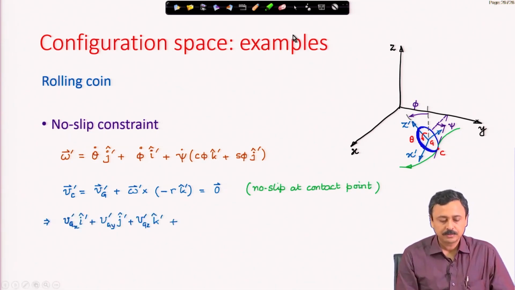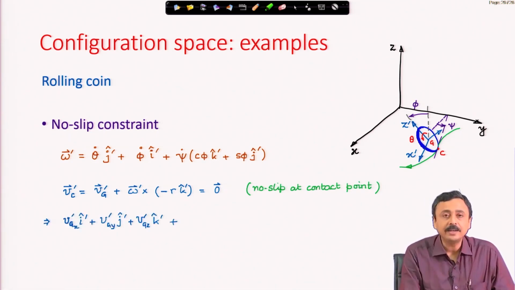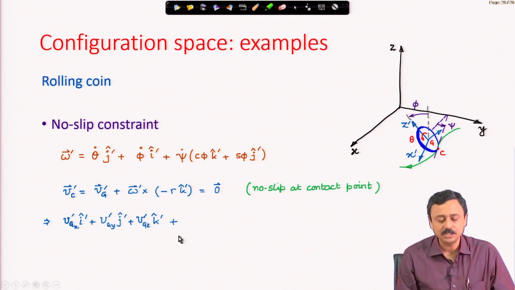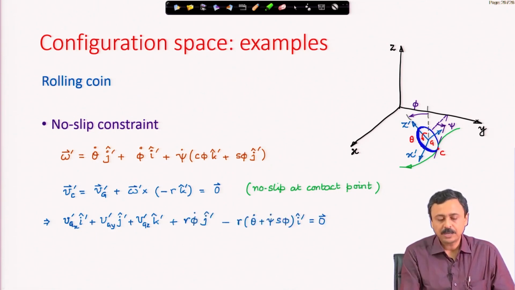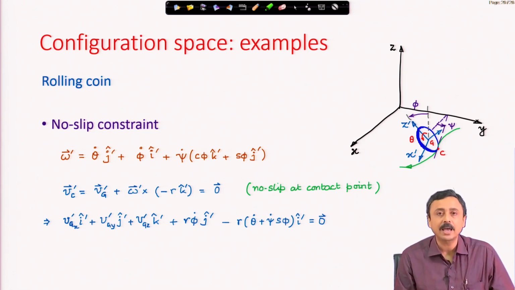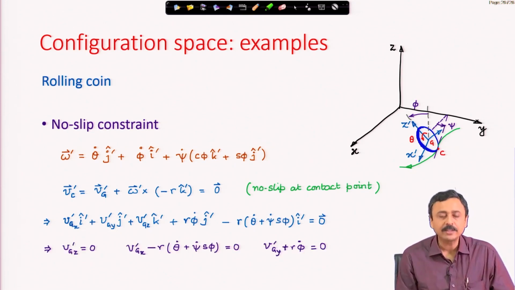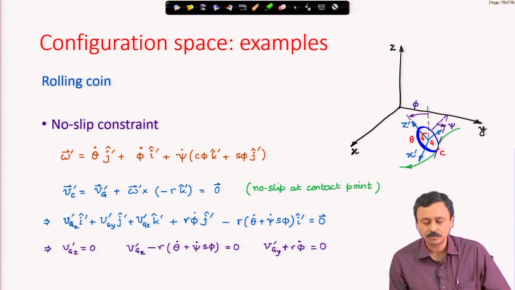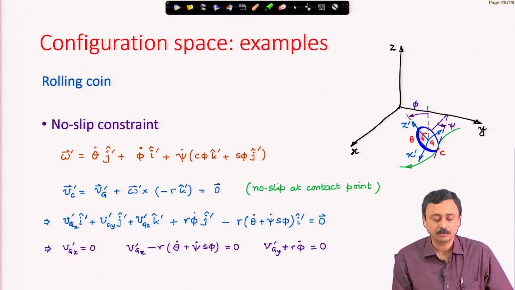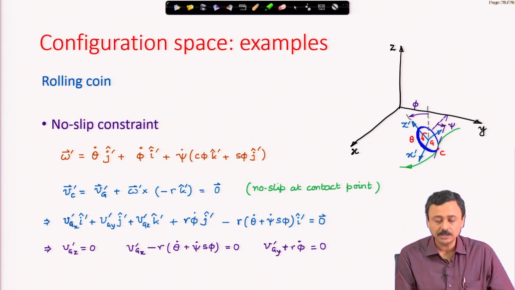Therefore, we start writing these velocities in the primed frame. This is the representation of V g in the primed frame, plus if you take this omega cross minus r k cap prime, you will get this condition finally. And if you look at the components, these are the components that must be 0, because the whole vector must vanish. Therefore, the components must vanish. I will leave it to you to get this final expression.